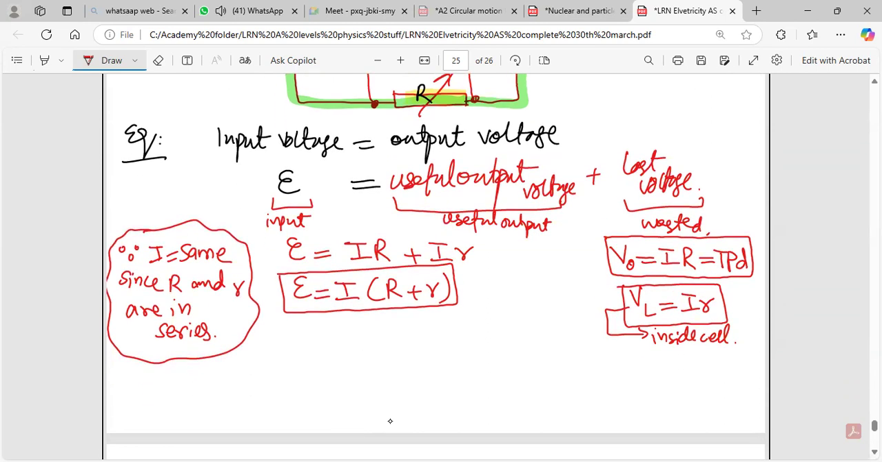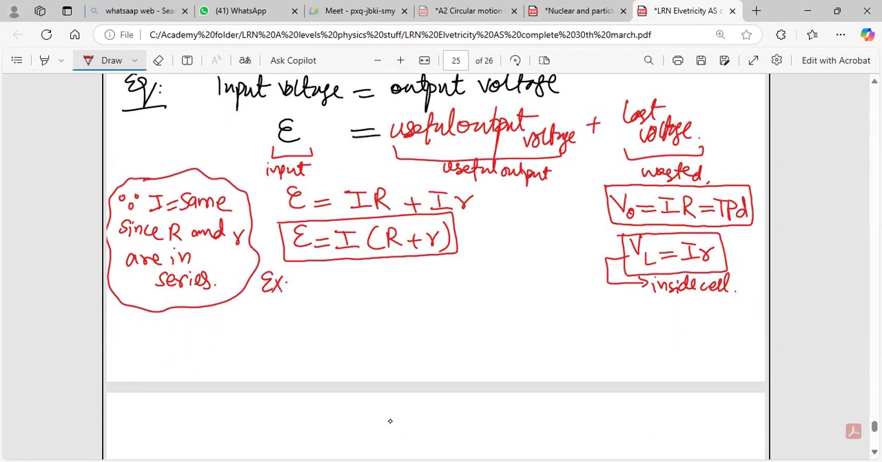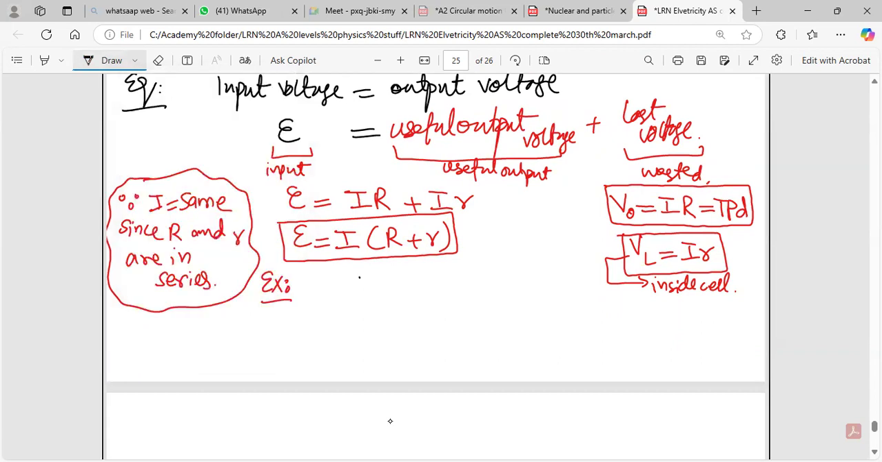Okay. So this is our main equation that we are going to use. Let me tell you a very simple example to just apply this equation. Let's say we have a cell, we have internal resistance, and then we have two external resistors over there. This cell is 3 volt, internal resistance is 2 ohm, this is 6 ohm, and this is 8 ohm.